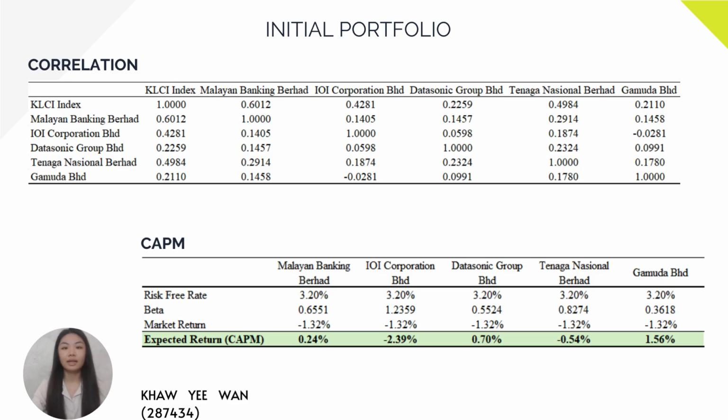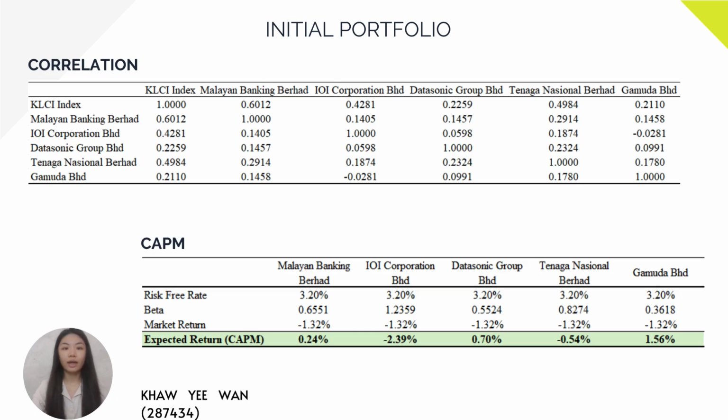Moreover, we can see that the IOI Corporation Berhad and Gamuda Berhad have a slightly negative correlation, indicating that their stock prices tend to move in opposite directions. Next, let's discuss the capital asset pricing model, CAPM, and beta values of our initial portfolio.